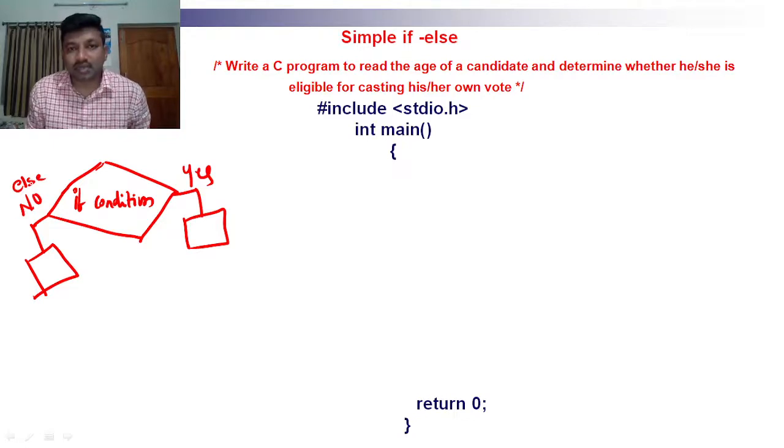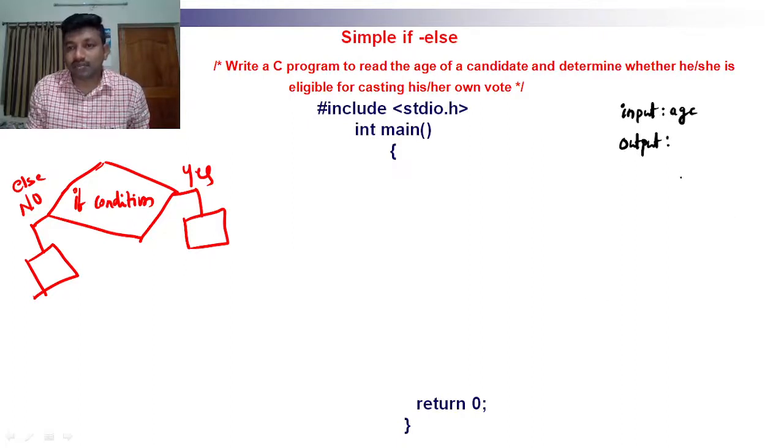So let us see the program given here. Write a program to read the age of the candidate and determine whether he or she is eligible to vote. What is the input for this program? Can you guess it? The input for this program is age. Is age an integer or not? What is the output? The program has to print whether this person is eligible to vote or not.